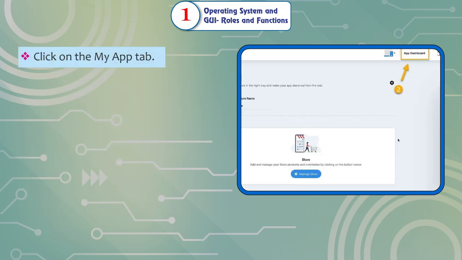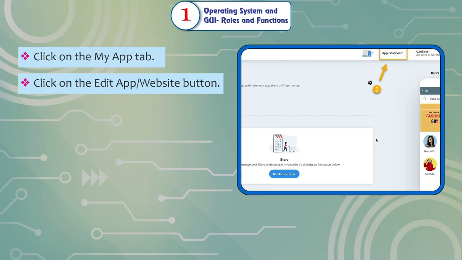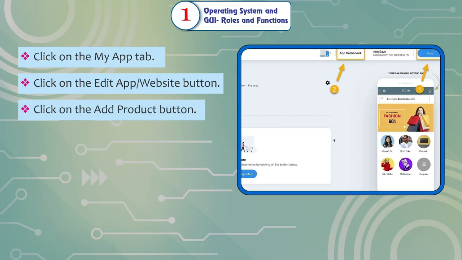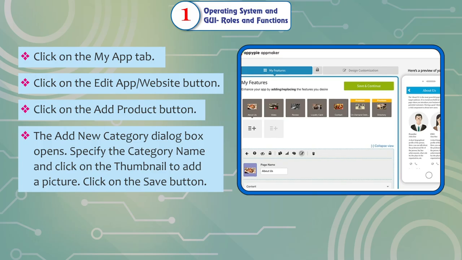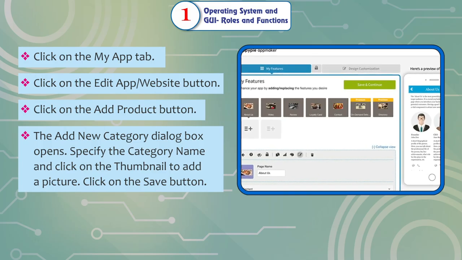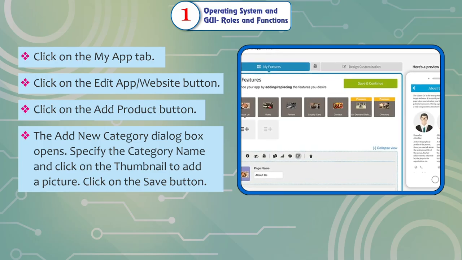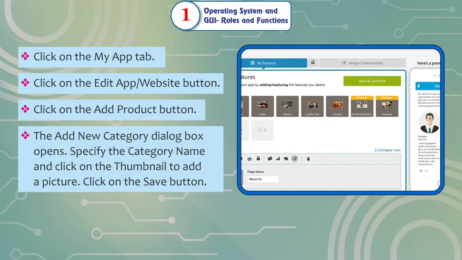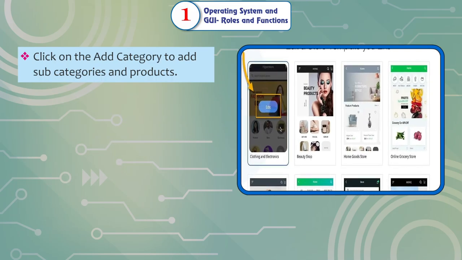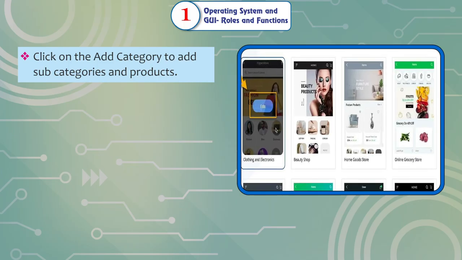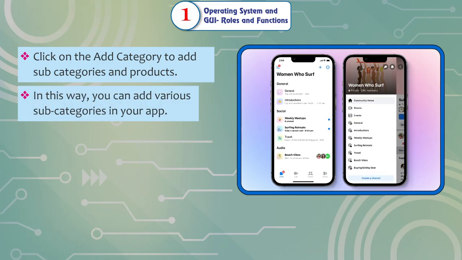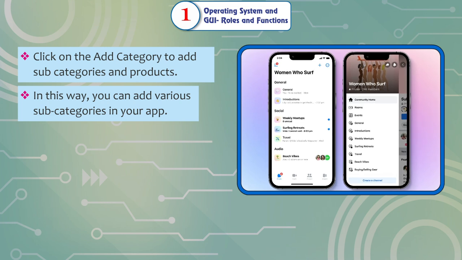Click on the My App tab. Click on the Edit App Website button. Click on the Add Product button. The Add New Category dialog box opens. Specify the category name and click on the thumbnail to add a picture. Click on the Save button. Click on the Add Category to add subcategories and products. In this way, you can add various subcategories in your app.